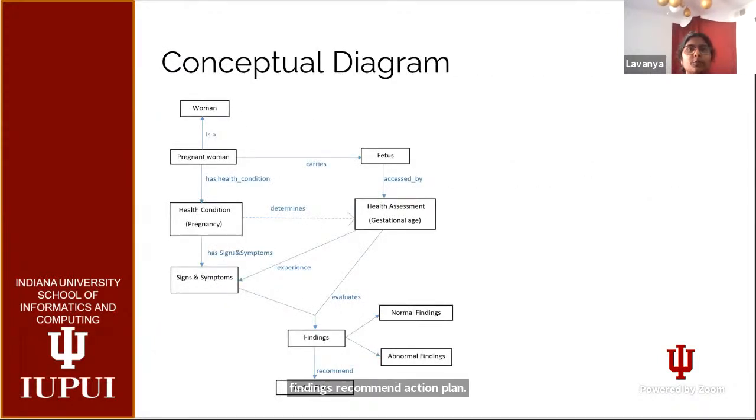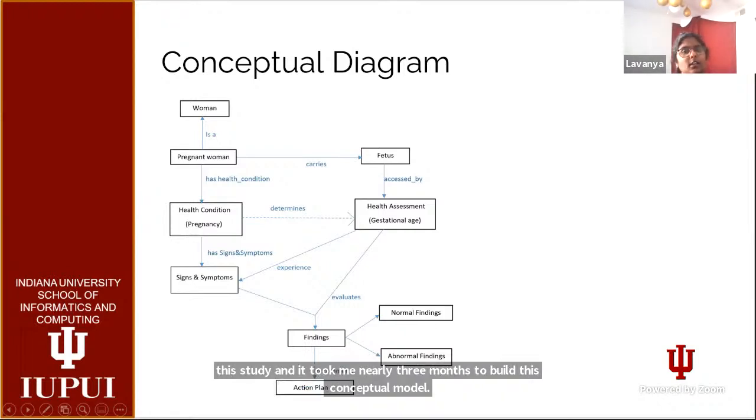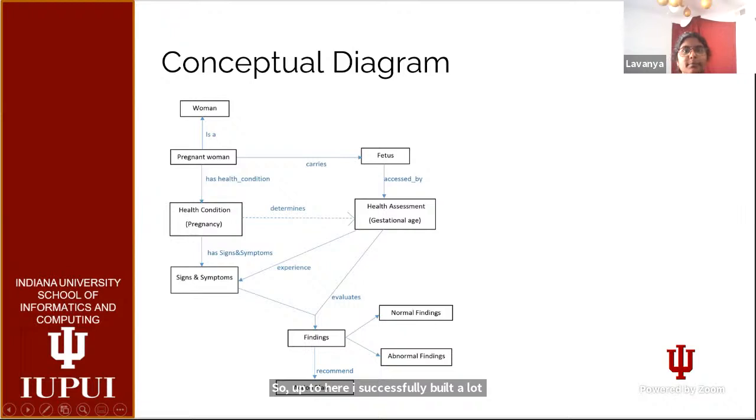So to visualize and to make progress in the ontology, a conceptual diagram is commonly used to represent the predicate. This is the conceptual diagram I built in this study, and it took me nearly 3 months to build this conceptual model. Up to here, I successfully built the logical ontology model. The next step is to transform the logical model into a formal structure.